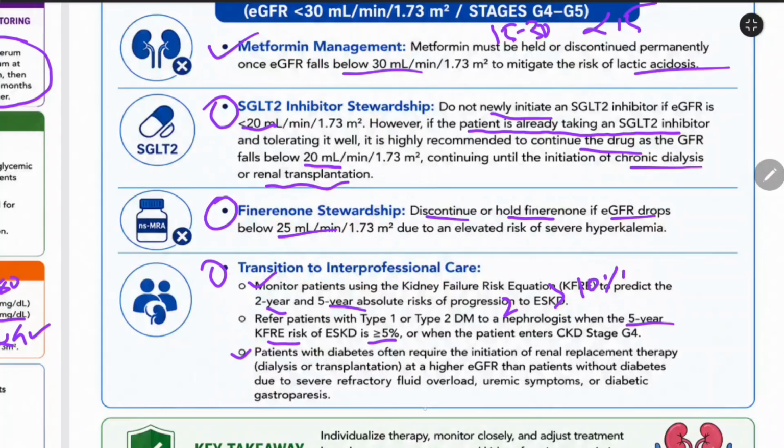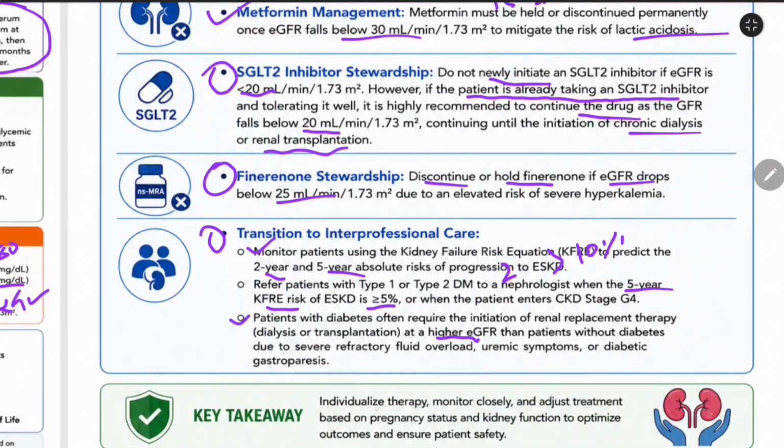Patients with diabetes often require the initiation of renal replacement therapy, meaning dialysis or transplantation, at a higher GFR than patients without diabetes due to severe refractory fluid overload, uremic symptoms, or diabetic gastroparesis. Okay, the key takeaway is to always individualize therapy, monitor closely, and adjust treatment based on pregnancy status and kidney function to optimize outcomes and ensure patient safety.